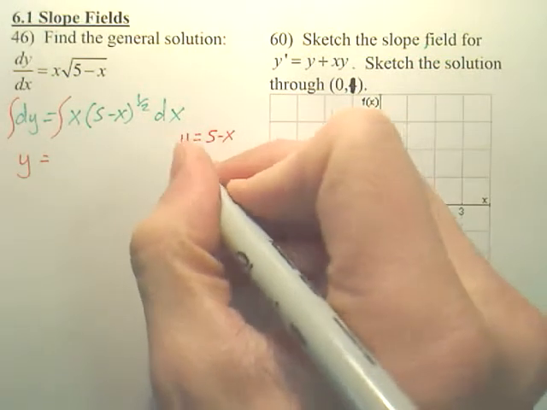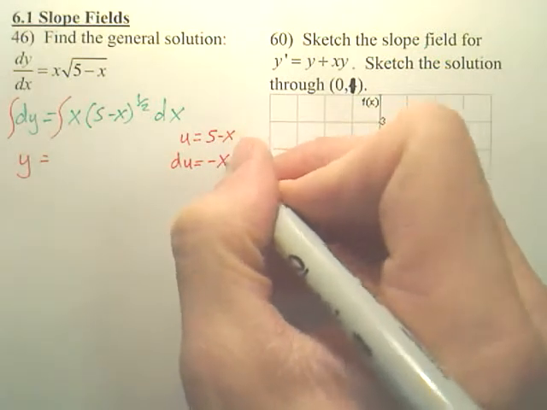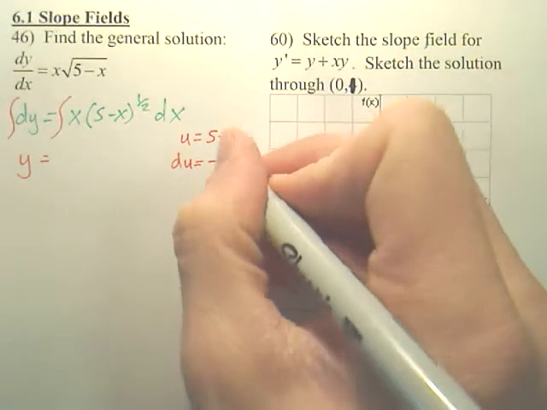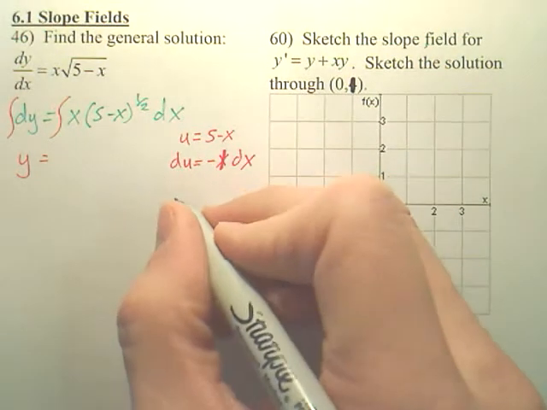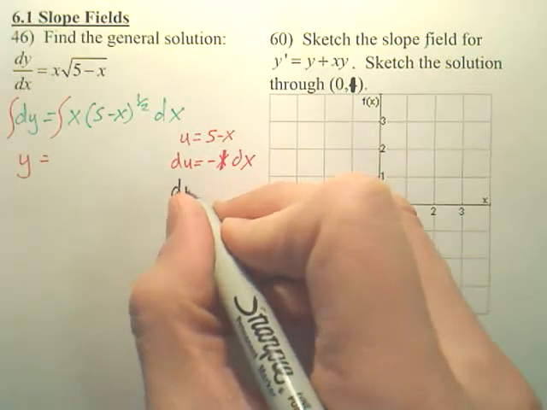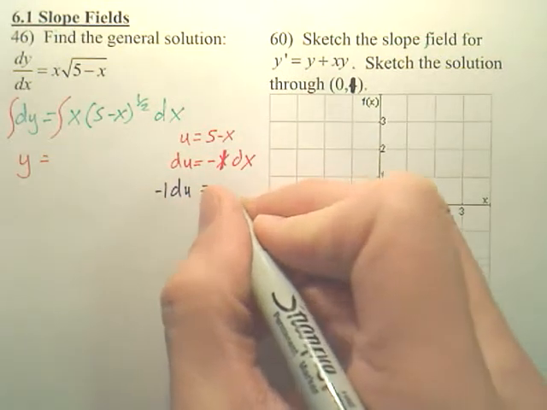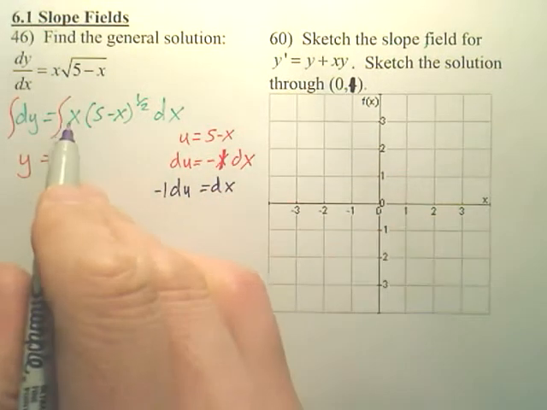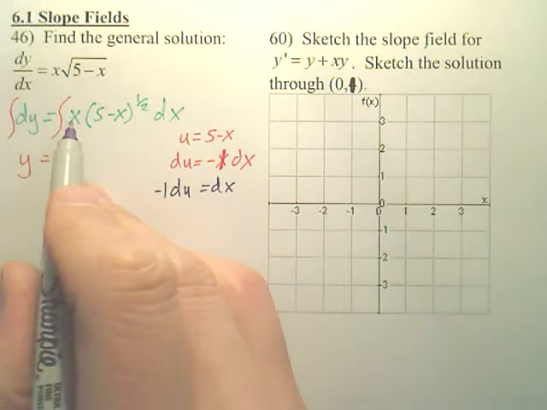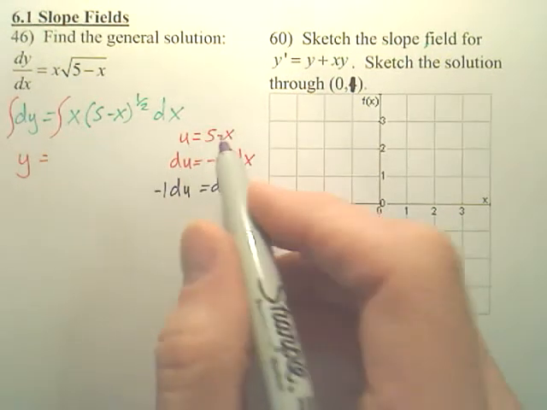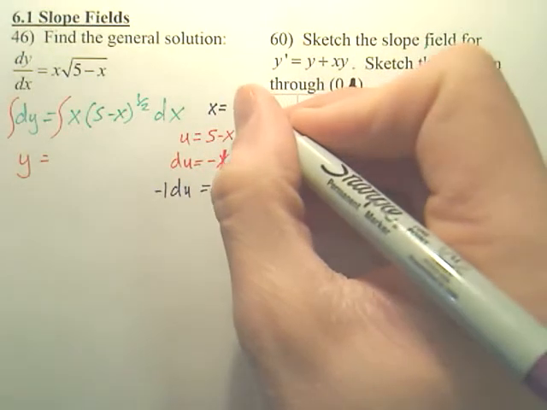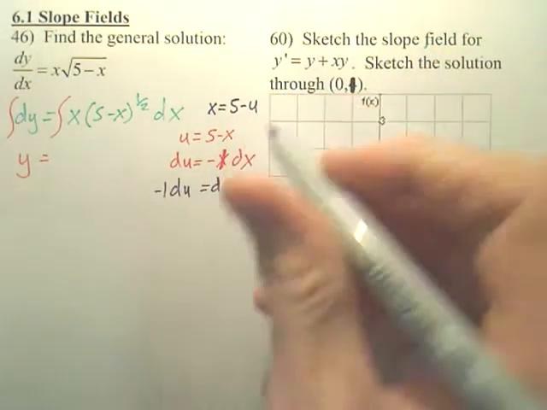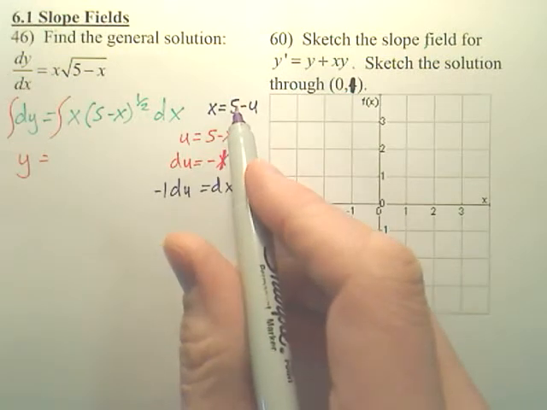When you differentiate that, you get negative 1 dx. Uh-oh. That doesn't help us too much, because we now have du, or negative 1 du equals dx. Does that get rid of the x? No. But if we go back to this, can we write this as x equals 5 minus u? Can I get this into x equals 5 minus u?